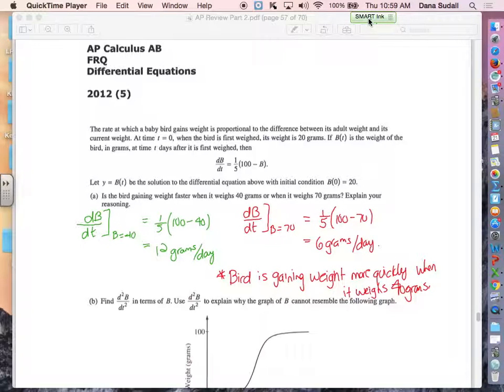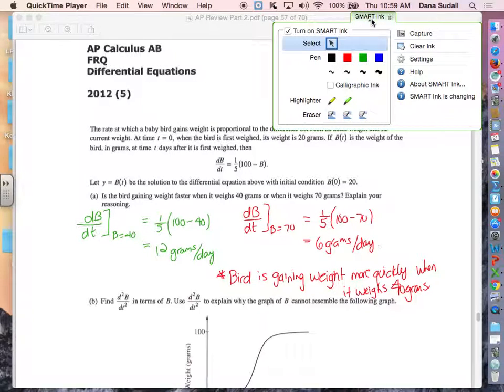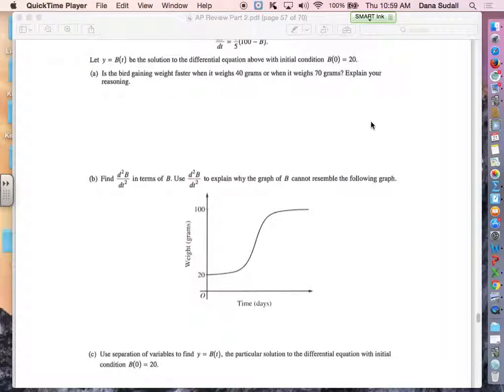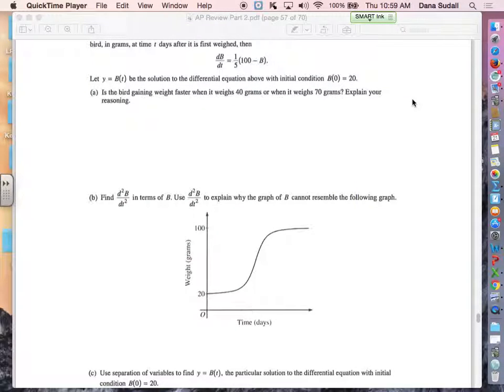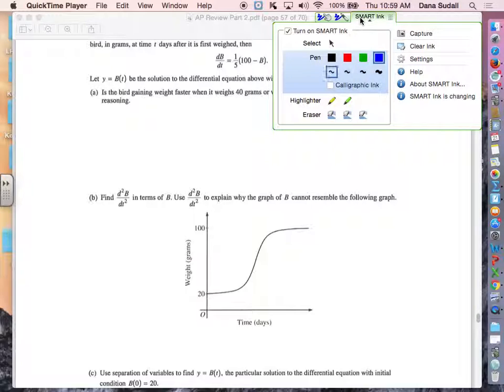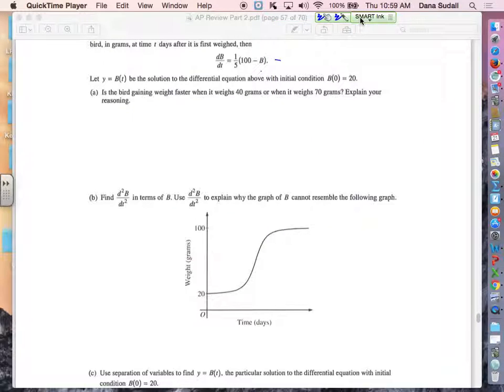The second part talks about the second derivative. So I'm just going to clear this and slide this down a little bit. So the second derivative is the first part for B, and then they want us to talk about this graph here. So back up here in the original first derivative, you can leave it the way it is. If you'd prefer to get rid of the parentheses there and make it 20 minus 1/5 B, you could do that.